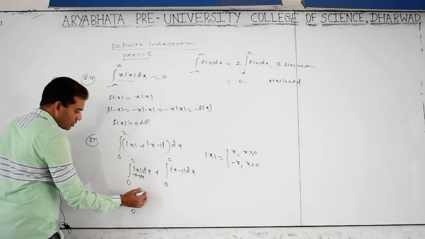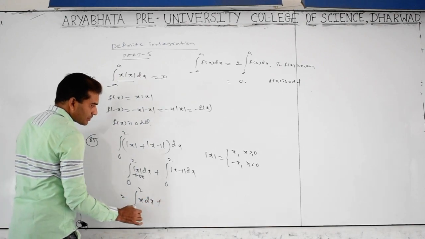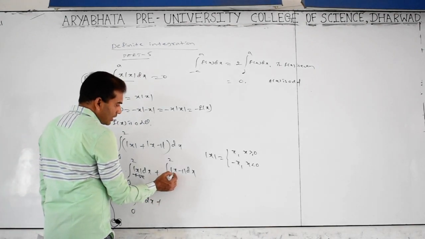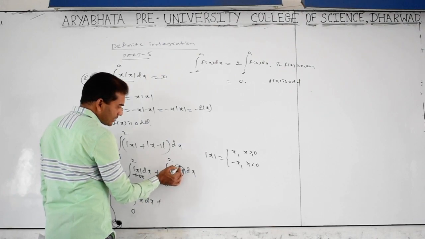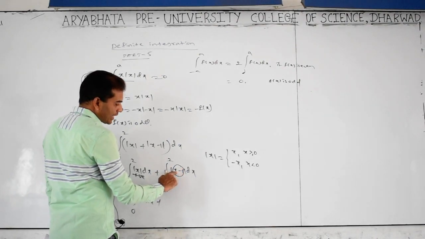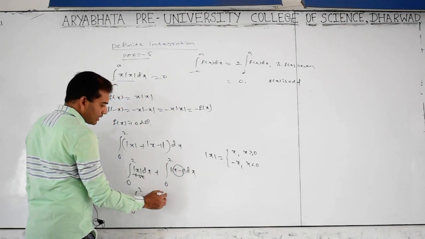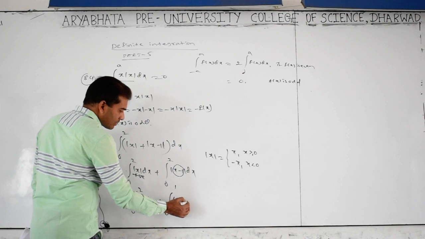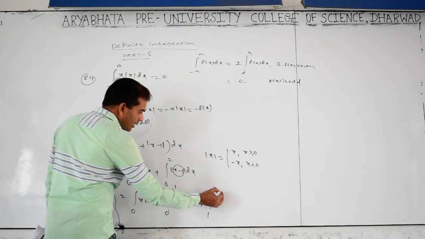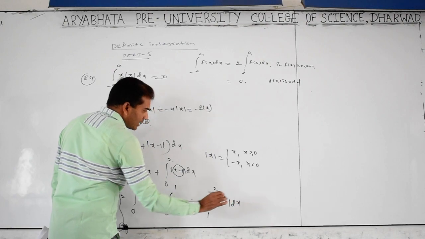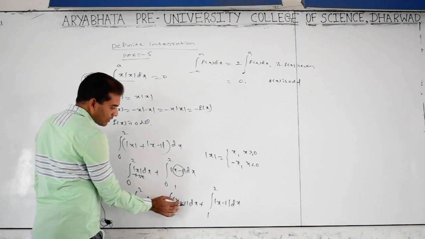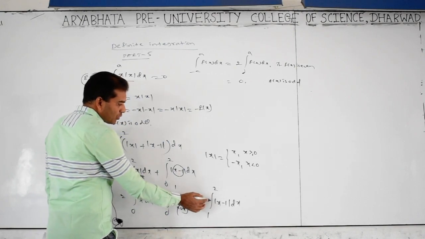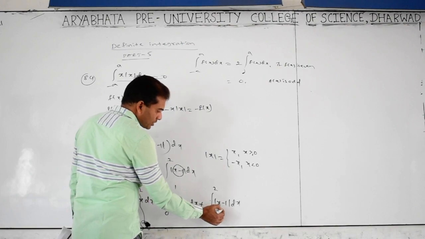That means 0 to 2, any number if you take, this is positive. When it is positive, mod x is x. So integration of 0 to 2 x dx plus, now for 0 to 2, is it positive or negative? Both positive and negative. At what point is the turning point? x is equal to 1, when you take x minus 1 equal to 0. So 0 to 1 mod of x minus 1 dx plus 1 to 2 mod of x minus 1 dx. In this interval, take one number, 0.5. 0.5 minus 1 is negative. Here 1 to 2, 1.5, 1.5 minus 1 is positive.